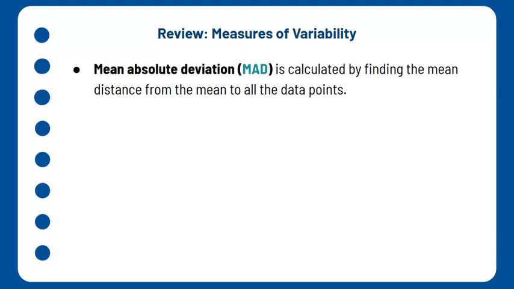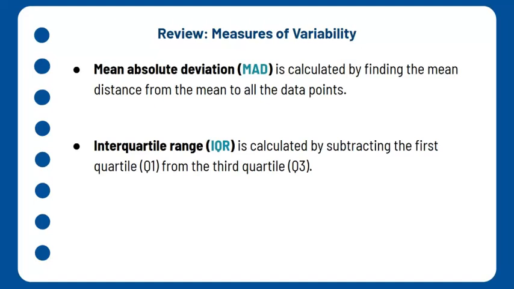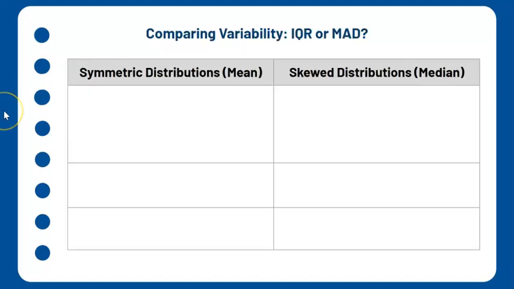The mean absolute deviation, or MAD, is calculated by finding the mean distance from the mean to all the data points. Interquartile range, or IQR, is found by subtracting the first quartile, Q1, from the third quartile, Q3. How should you compare measures of spread for two distributions?